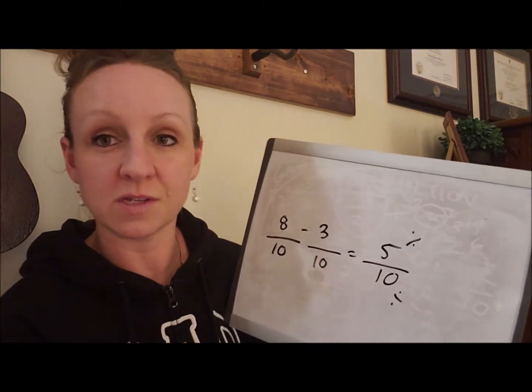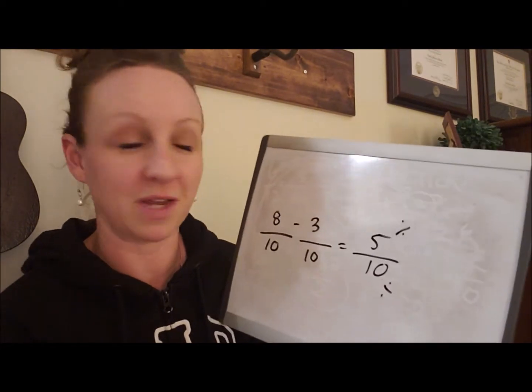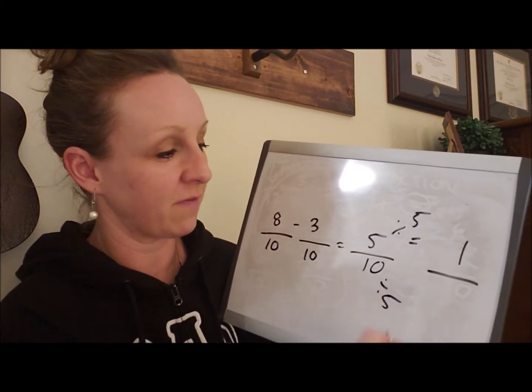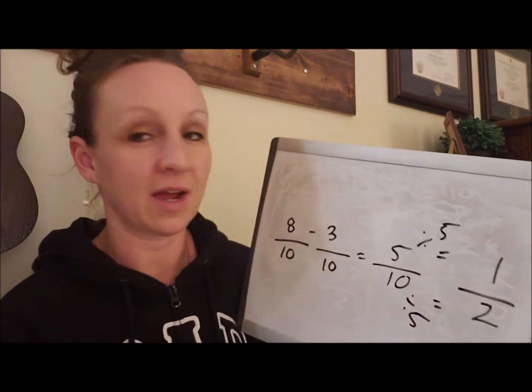So 5 goes into 5. I know 5 goes into 10 because I'm really good at my 5 times table. So 5 divided by 5 equals 1. 10 divided by 5 equals 2. That's how we simplify after subtracting our fractions.